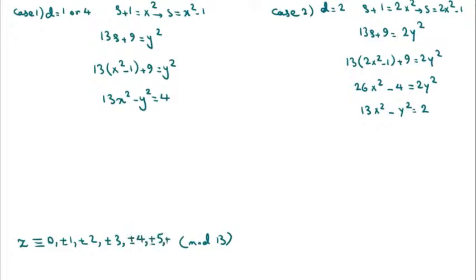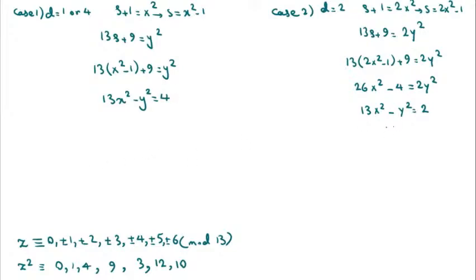Okay, plus minus 5, plus minus 6. So z squared will be 0, 1, 4, 9, 16, which will be 3, 25, which will be 12, and 36, which will be 10. So we have these cases.